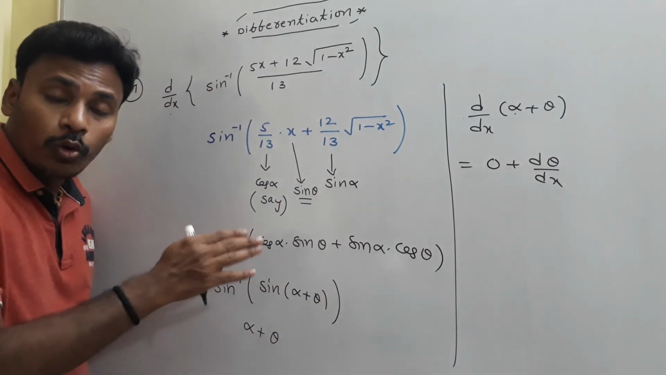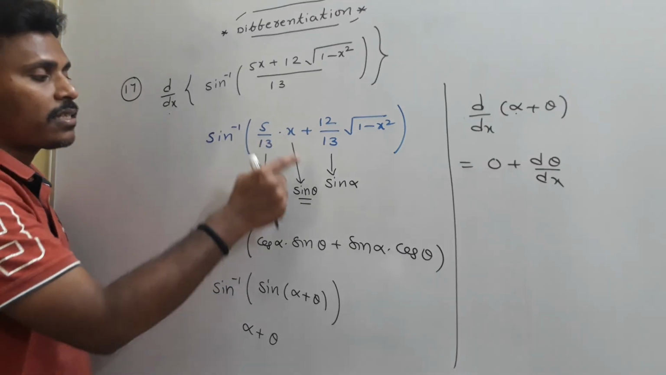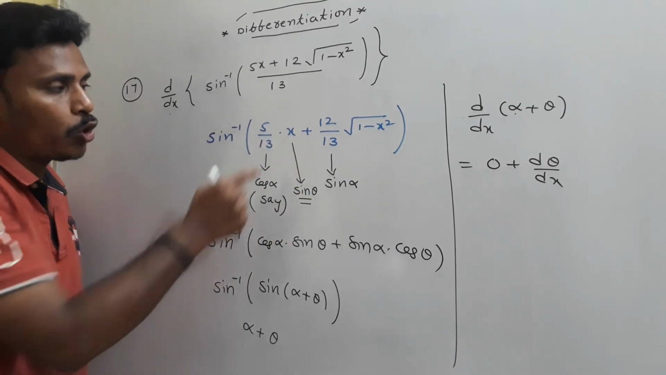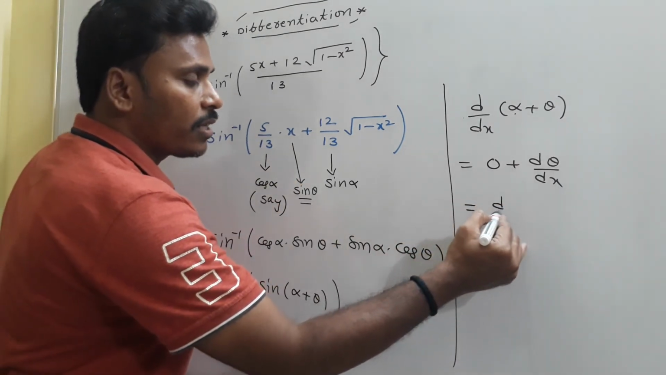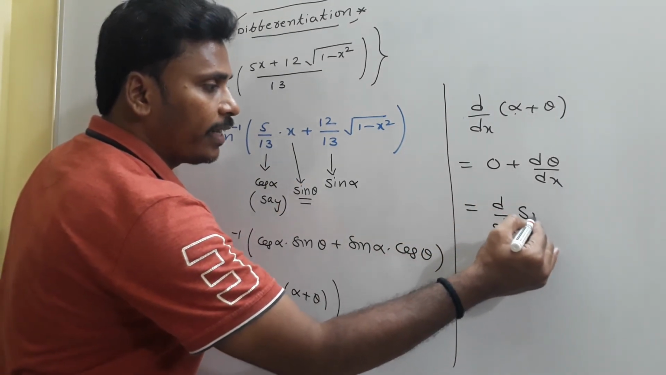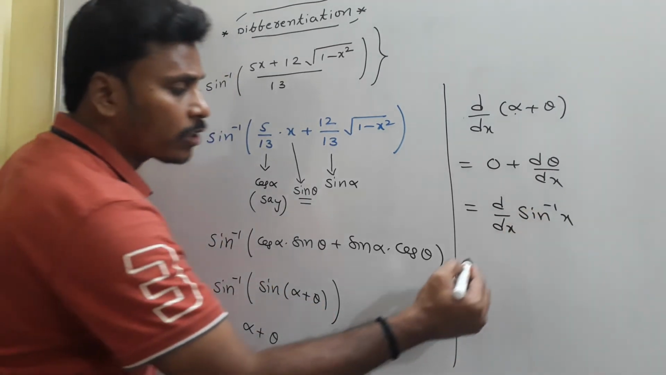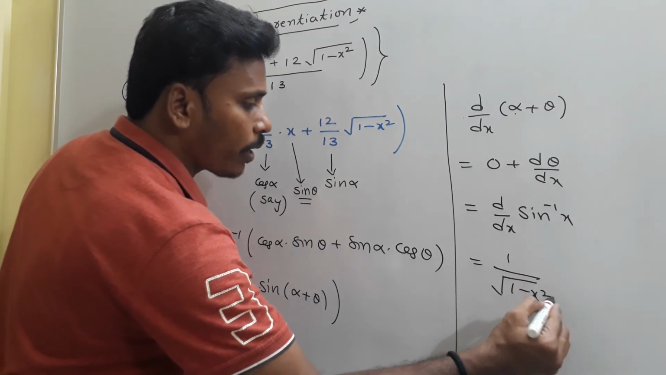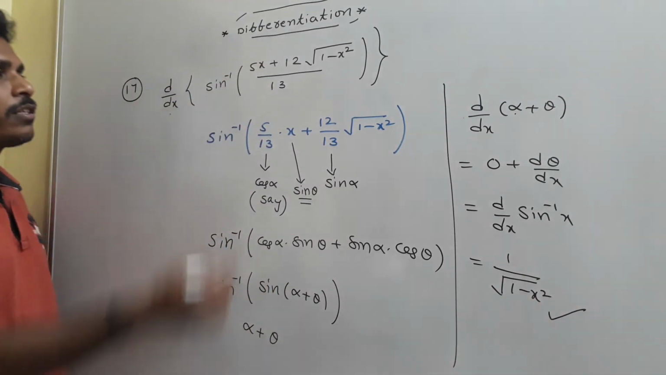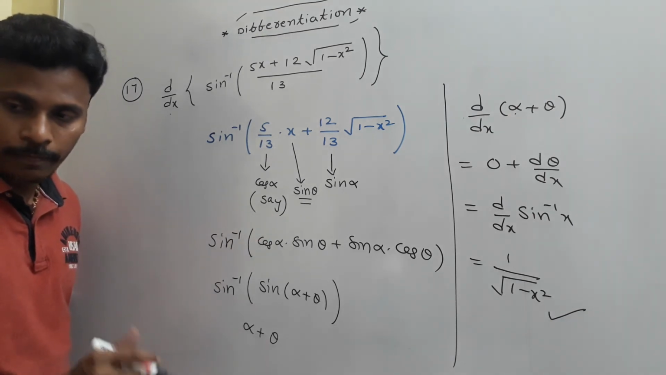Further, we need to convert theta into x and then differentiate. x is equal to sin theta. We took that x as sin theta, so theta is sin inverse x. This is equal to d by dx of sin inverse x. That's it. And we know that d by dx of sin inverse x is 1 by root 1 minus x square. There ends the problem. Our answer for this problem is finally 1 by root 1 minus x square. Have a look.